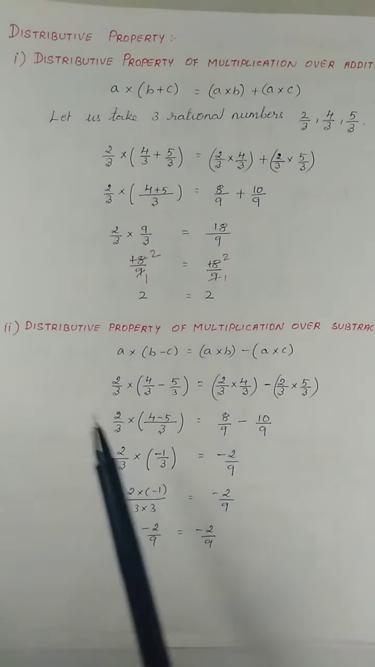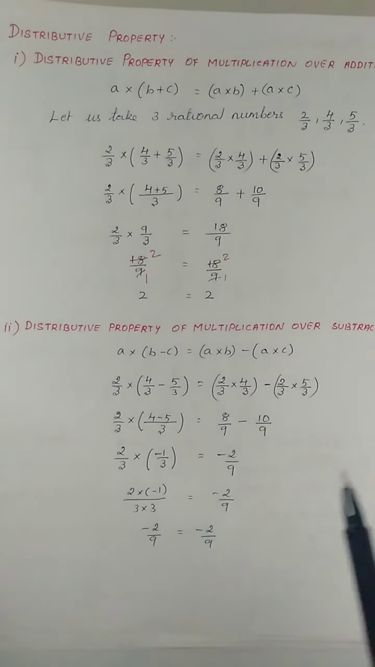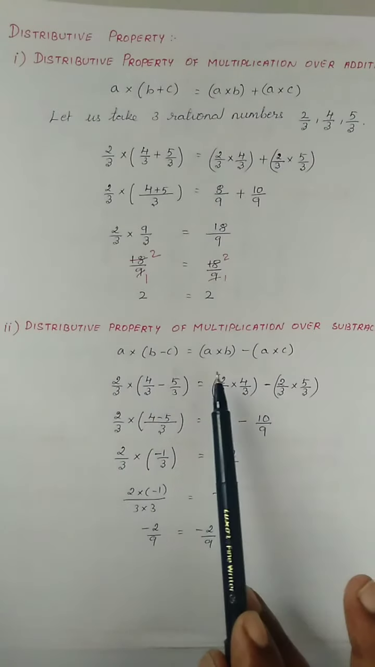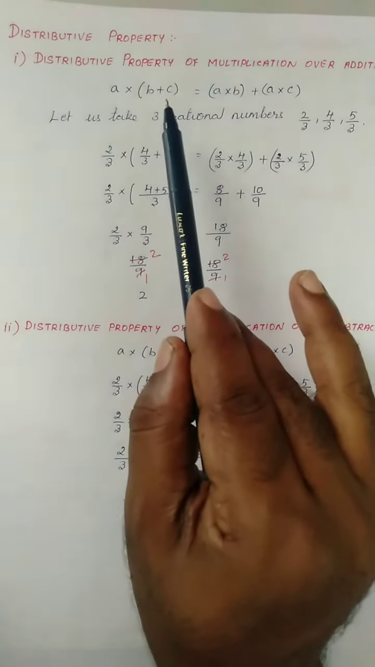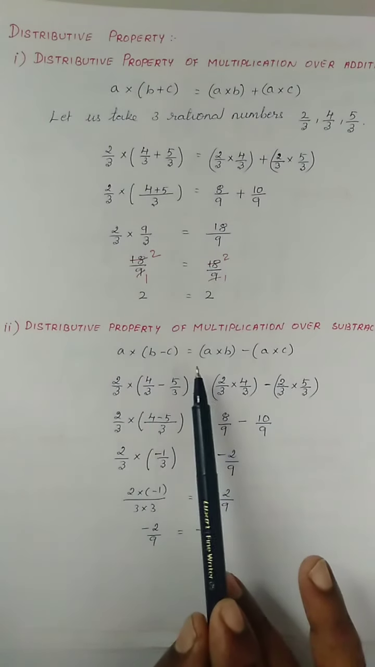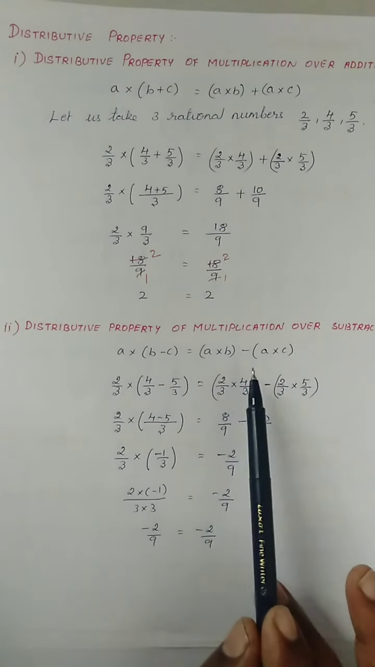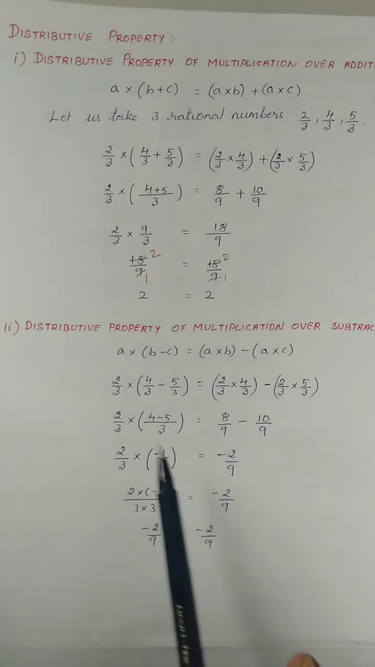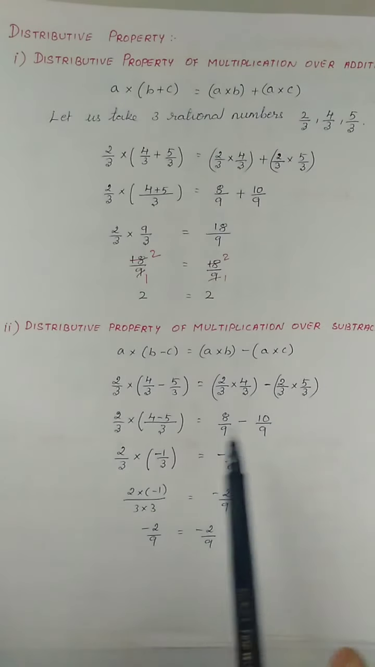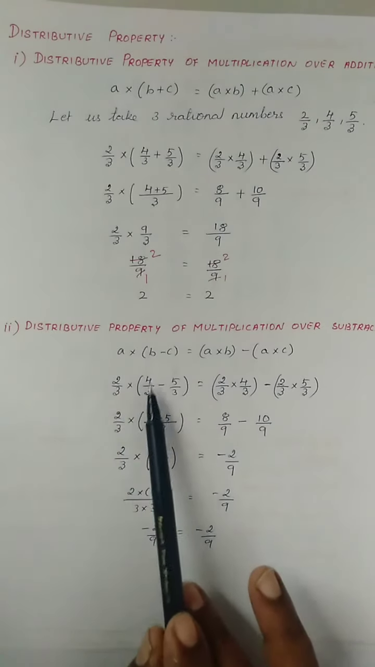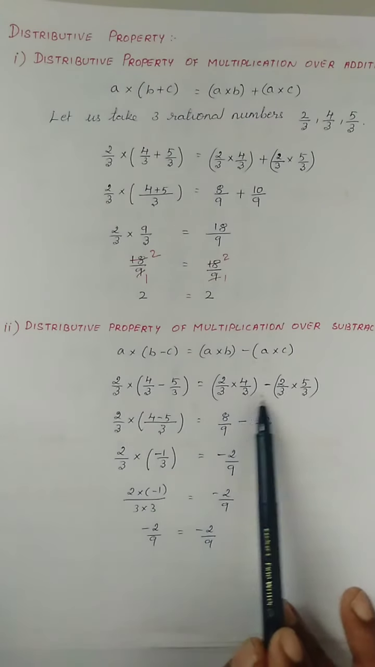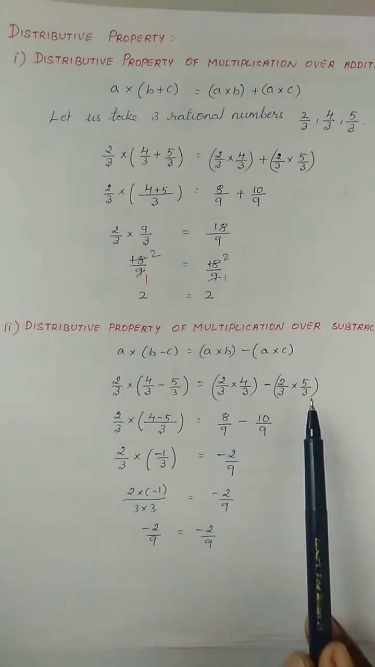Similarly, let us check it for distributive property of multiplication over subtraction. The same property, the only difference is here we had plus, here we are going to have minus. So a into b minus c is equal to a into b minus a into c. Substitute the values of a, b, c in their respective places. So we will get 2 by 3 into 4 by 3 minus 5 by 3 is equal to 2 by 3 into 4 by 3 minus 2 by 3 into 5 by 3.